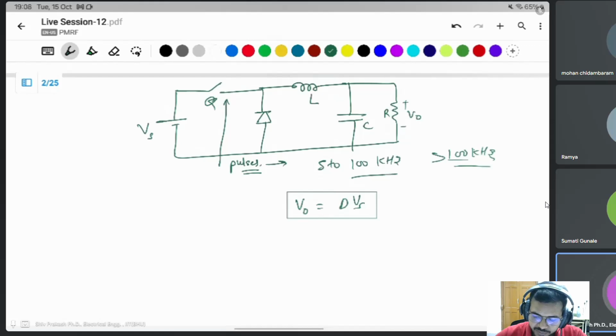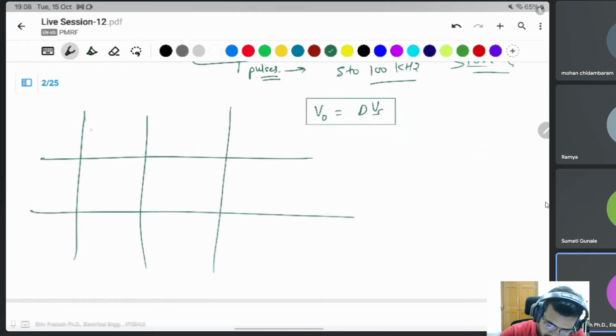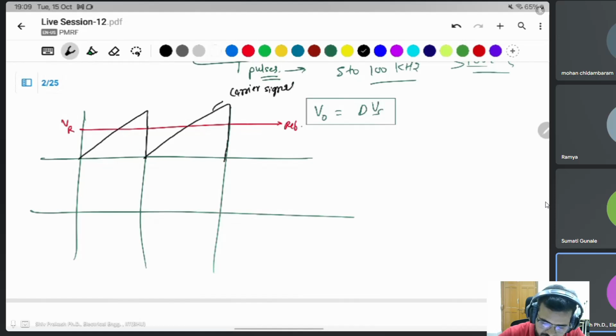Then how do we generate this type of frequency? You know about the simple PWM technique. There is a reference signal, VR is the reference signal. Then we require a carrier signal. This carrier signal has a frequency in kilohertz, and this V reference is the generated reference signal.